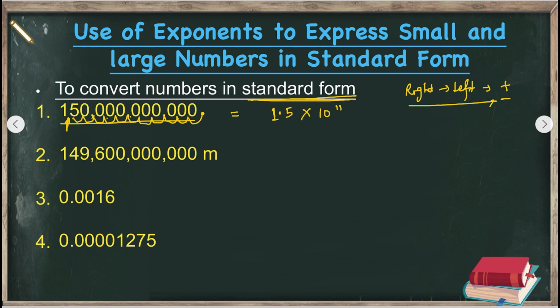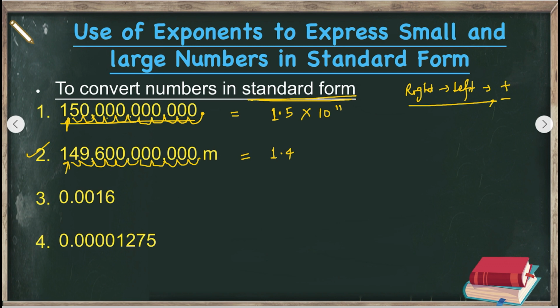Let's understand one more example. We have this large number. Again, we are not given a decimal here, so we assume the decimal to be here. We are going to shift the decimal right after the first digit. Let's count the number of places we have to move: 1, 2, 3, 4, 5, 6, 7, 8, 9, 10, and again 11.